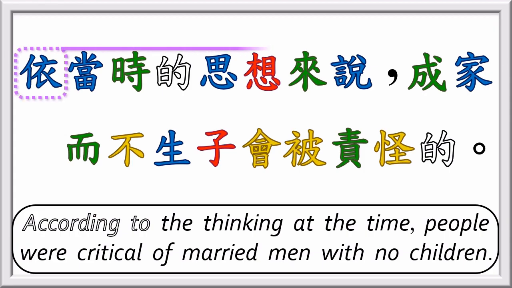依当时的思想来说，成家而不生子会被责怪的。According to the thinking at the time, people were critical of married men with no children. Remember that 成家 refers only to men getting married on reaching adulthood. 依我看 is a good choice to translate in my view, or as I see it, literally, according to my view.